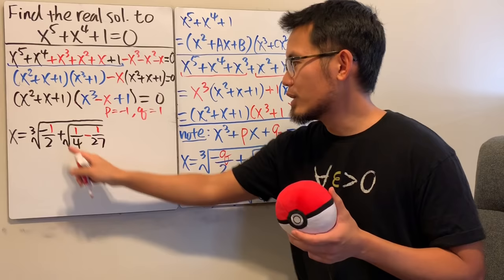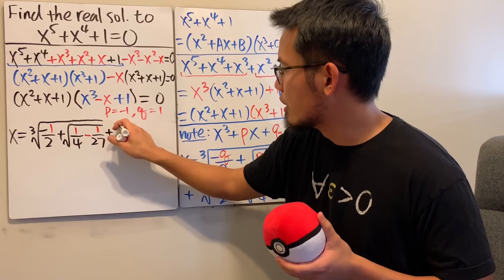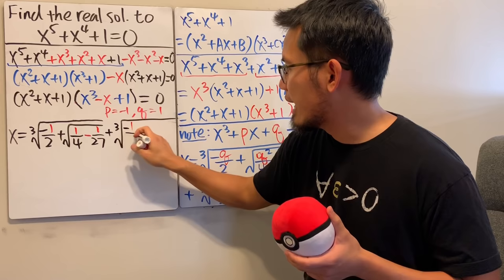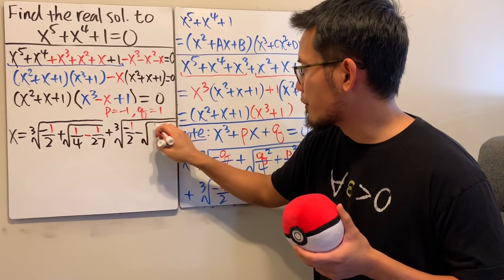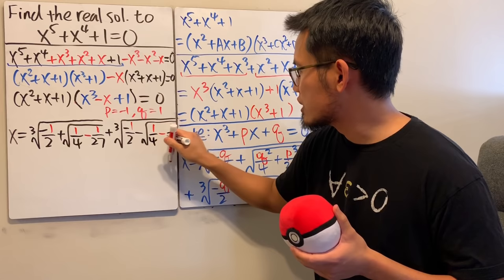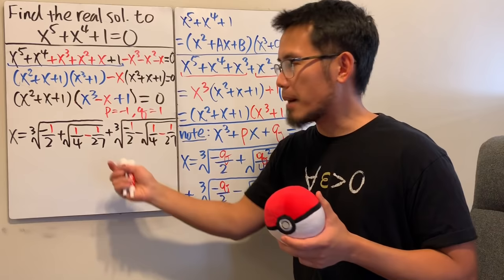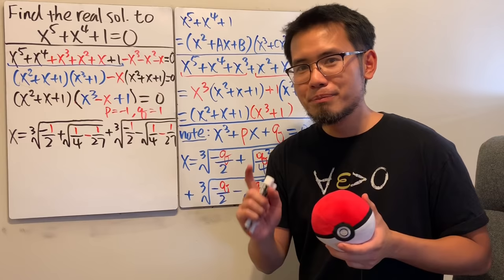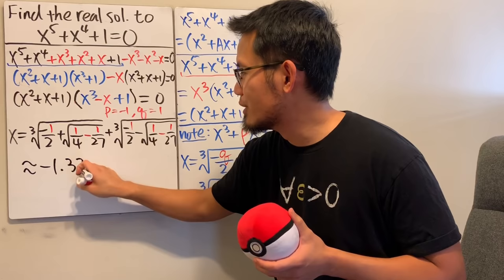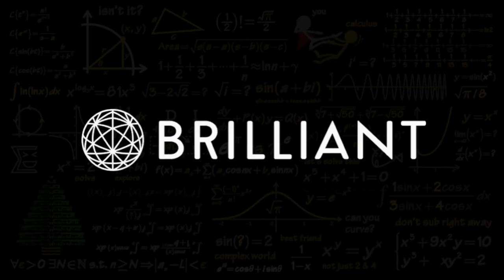And the second part is we just change the plus to a minus. So I will just see we are going to combine the cube root of negative 1 half, and then minus, and then we have the square root, and then we have 1 over 4 minus 1 over 27, just like that. Yes, I'm fitting everything right here. Cool. And of course, if you want to be fancy, you can combine the fractions and then simplify whichever way that you would like. But I would just like to tell you, the answer is approximately negative 1.3247, like this.